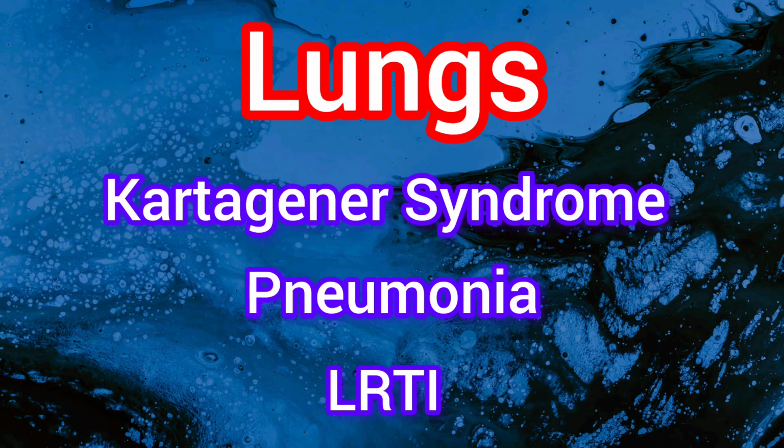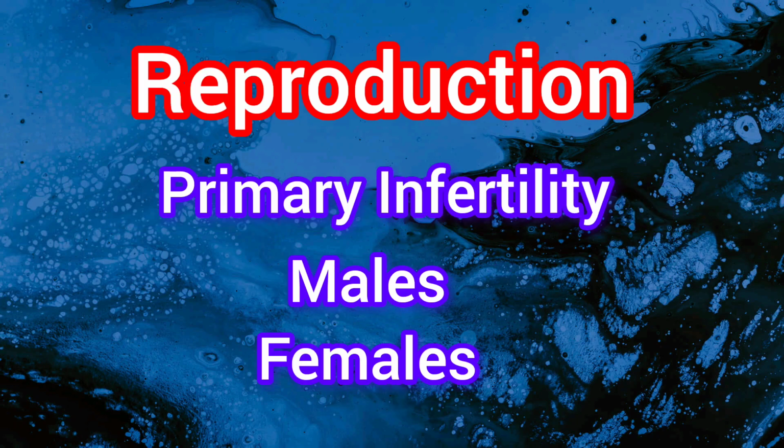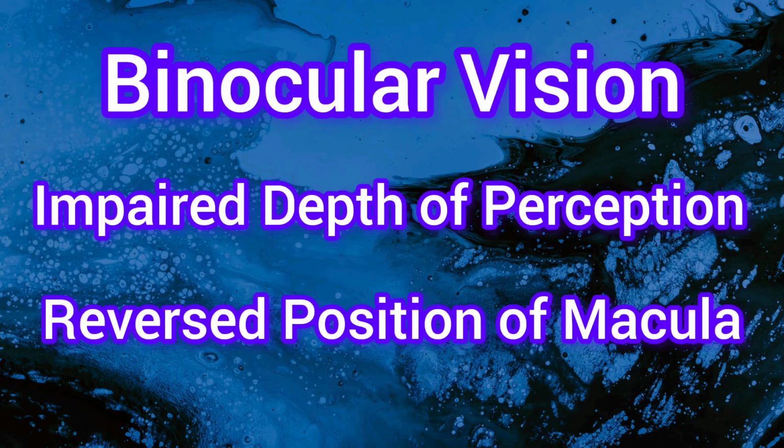When lungs are involved in situs inversus, there can be Kartagener syndrome, where the inability of the cilia to push out mucus from the lungs leads to multiple episodes of pneumonia and lower respiratory tract infection. These patients can also have primary infertility due to ciliary dysfunction in fallopian tubes and sperms. These patients have difficulty in depth perception leading to disturbance in binocular vision. This is due to reversal of the normal macular position in both eyes.